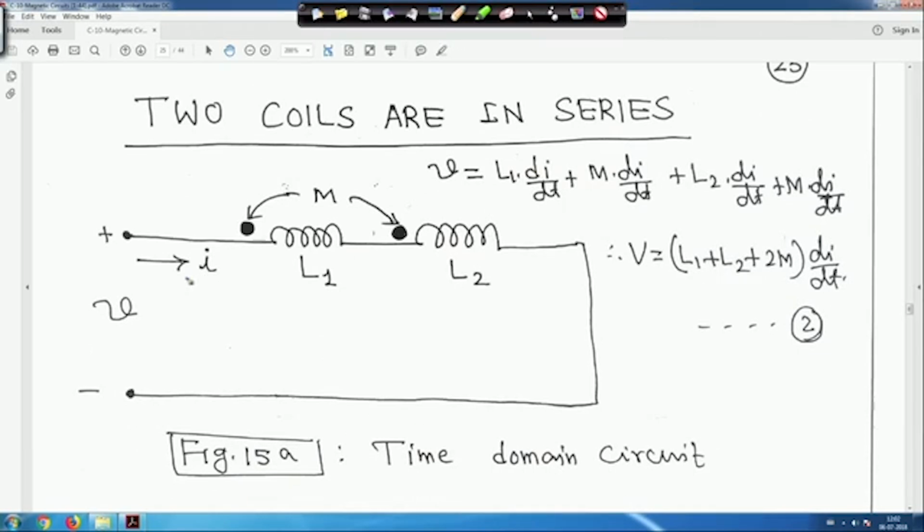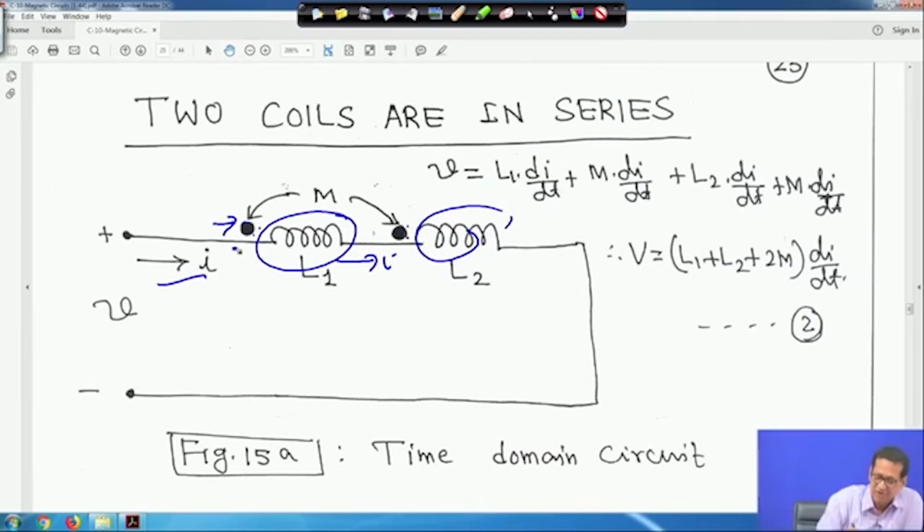In this case, the current I is flowing through the series, two coils are there. Look here, take the first coil, the dot is marked, and the current is entering the dot. In the second coil also, the same current I is entering the dot. That means the sign should be plus. These are L1 and L2, their inductances. So current is entering the dot of the first coil, and the same current I is entering the dot of the second coil. So the sign should be plus, right.